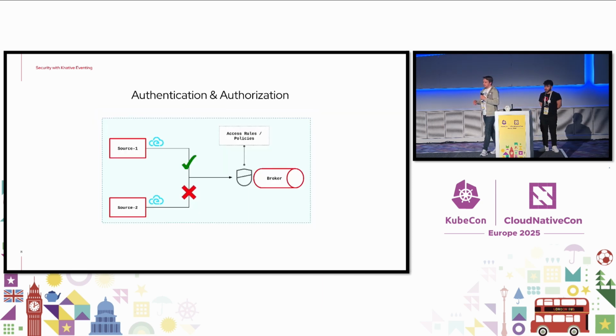Okay, so TLS helps us on encrypting the events. But what happens if you want to protect your broker so that not everybody can send events to it? So, for example, define some access rules or some policies and protect your broker so that only source XYZ can send events to it. Therefore, we need first authentication to verify where the request comes from or who sent it. And finally, authorization to implement the policies.